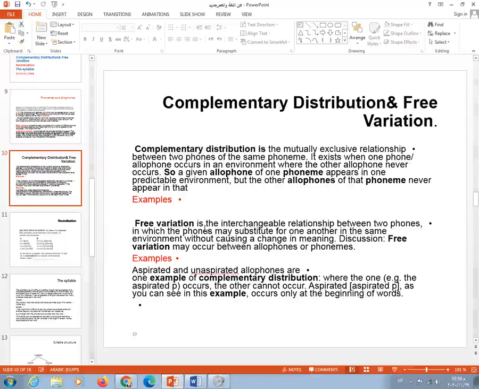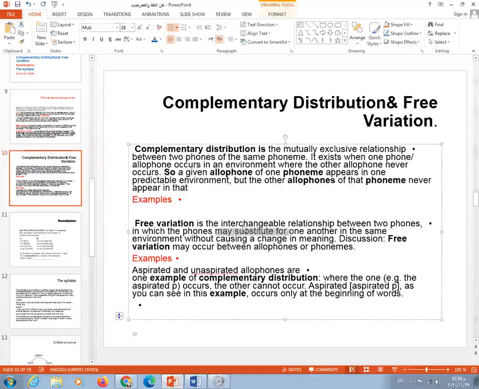Free variation is the interchangeable relation. They can interchange, they can swap, they can replace one another. Allophones can replace one another. Free variation is the interchangeable relation between two phones or two allophones of a single phoneme, in which the phones may substitute, you know, it's a key word here, let me color it. They may substitute for one another in the same environment without causing a change in meaning. And this sort of relationship is called free variation.